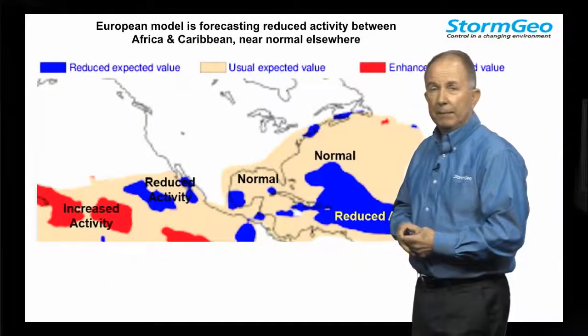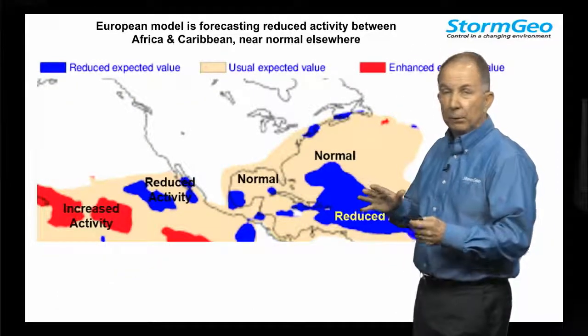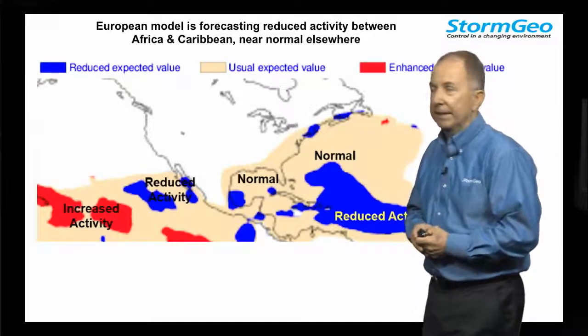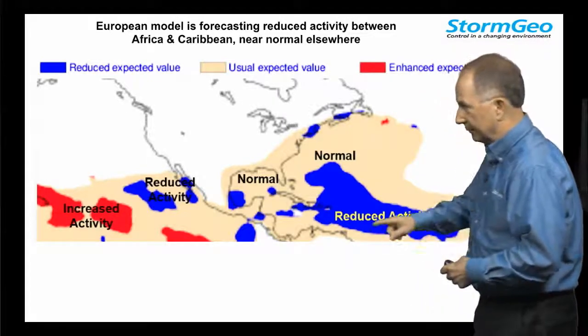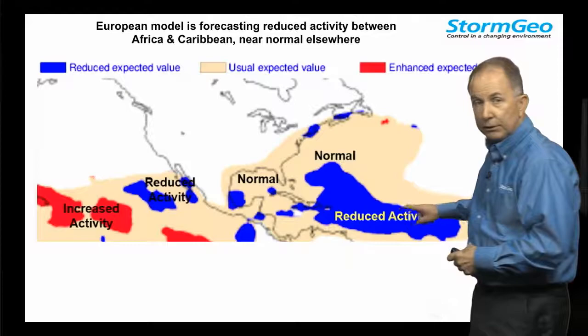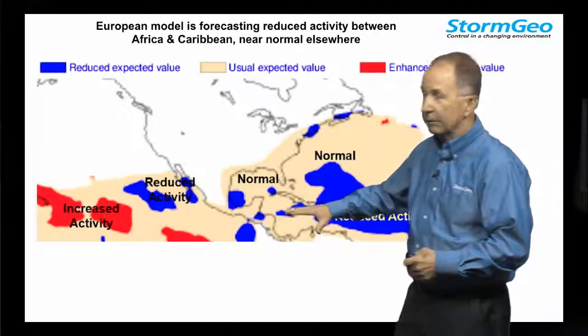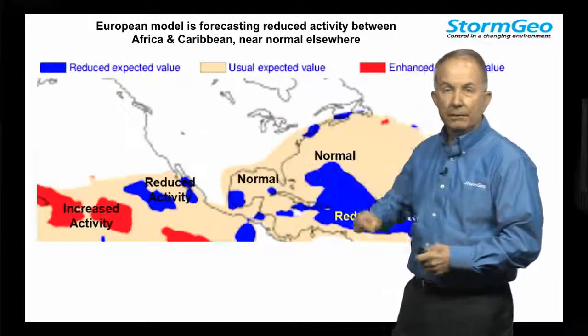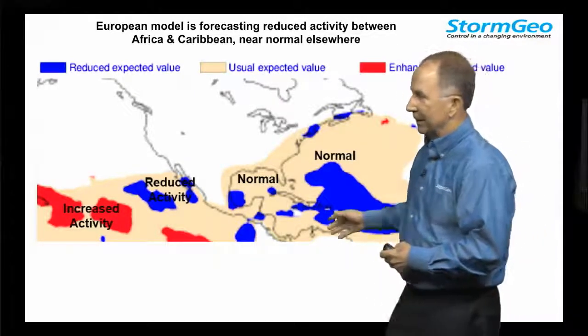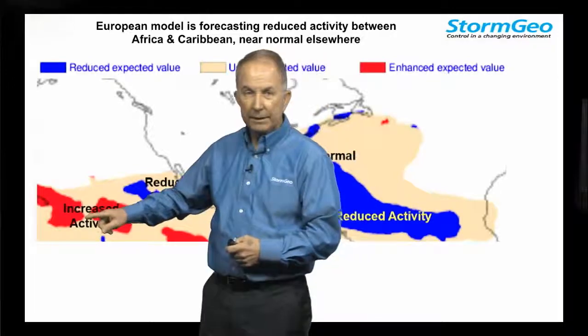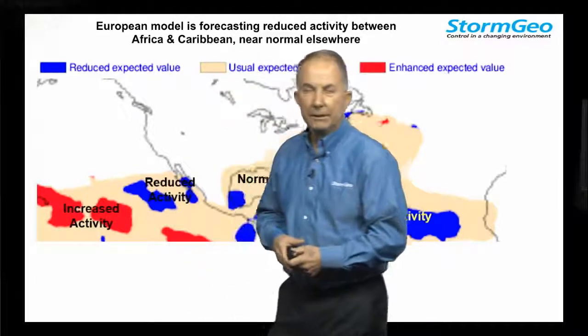Finally, the European model predicts where the storms might track, where they're most likely to track and where they're least likely to track. If we look across the Atlantic, we see reduced activity, reduced tracks between the Caribbean Sea and Africa, but near normal conditions from the central Caribbean Sea to the Gulf and off the southeast U.S. coast. And over here toward Hawaii, look at that, increased activity likely over here near the Hawaiian Islands.